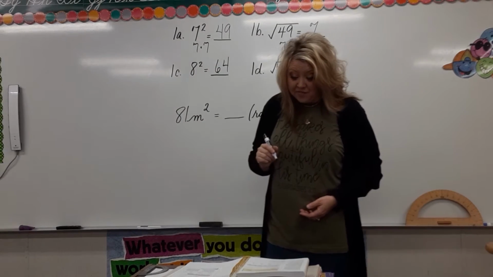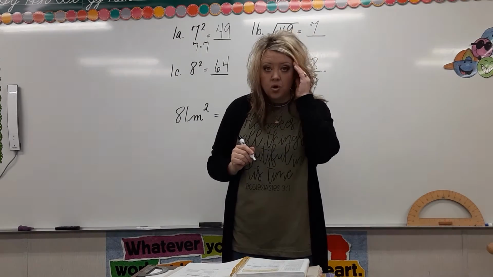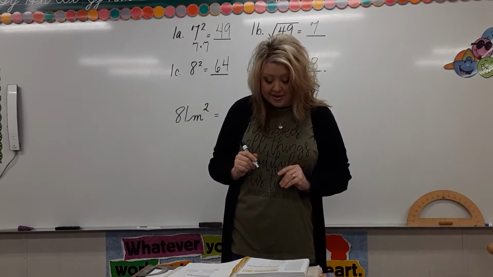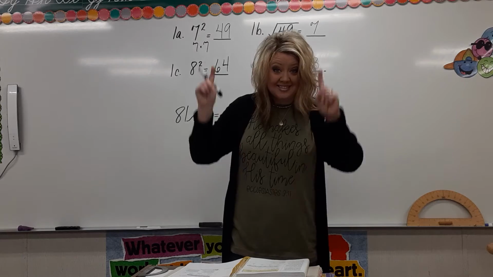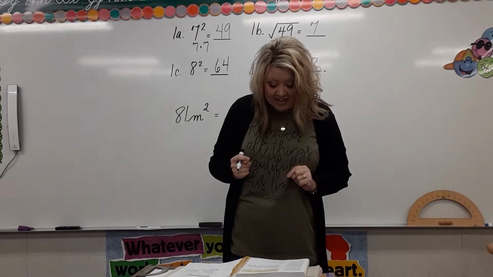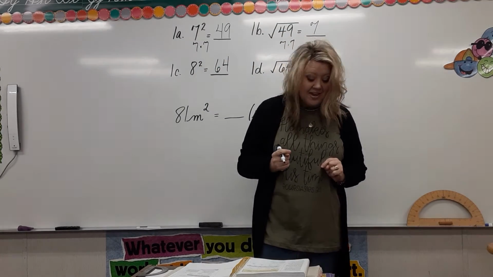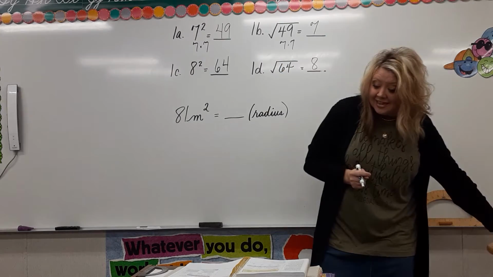Now you've got a few more to finish up, and then I wanted to look at story problem 2B with you. 2A shouldn't be too hard because 2A is exactly what this is. It says the area of a square is 36 feet. What is the length of each side?